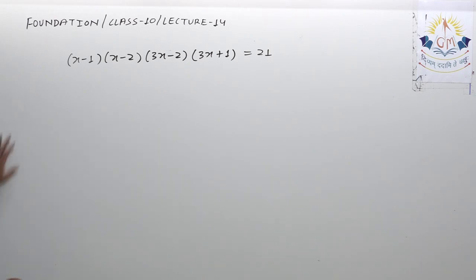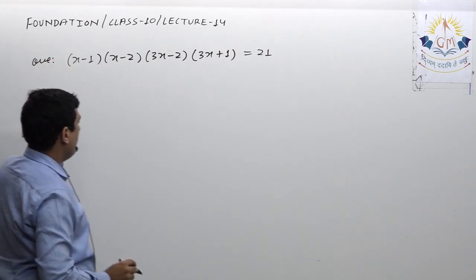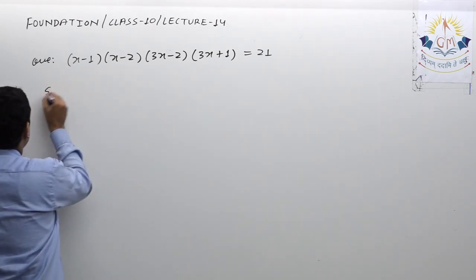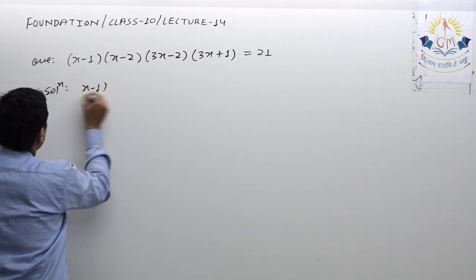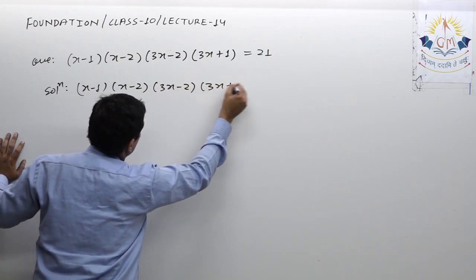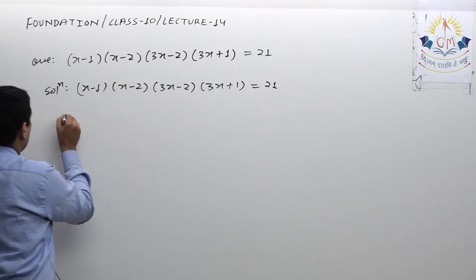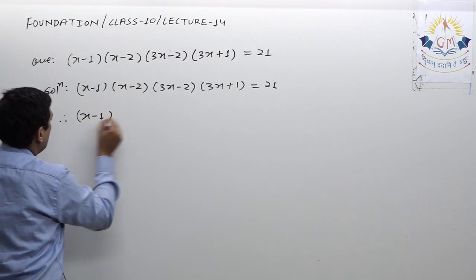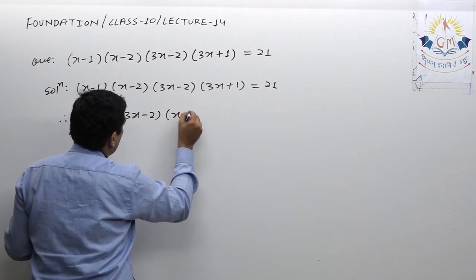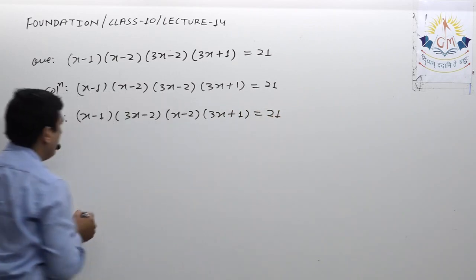Okay, so again here you have to take two terms in such a way that you will get the same coefficient of x. So if I take x minus 1, first of all let me write the first term of the solution, that is the question itself. Now x minus 1 multiplied by 3x minus 2, and x minus 2 multiplied by 3x plus 1 is equal to 21.